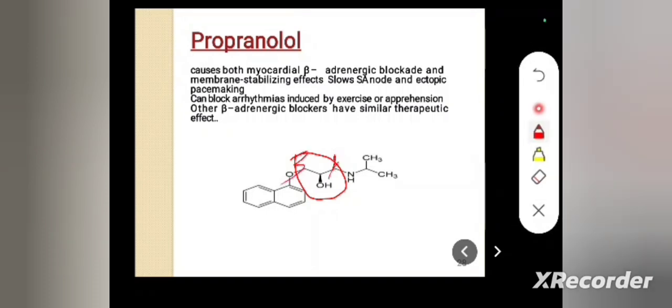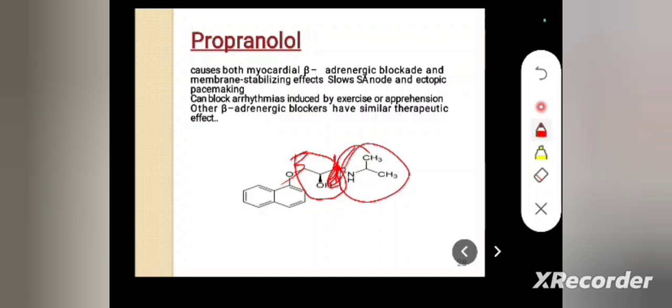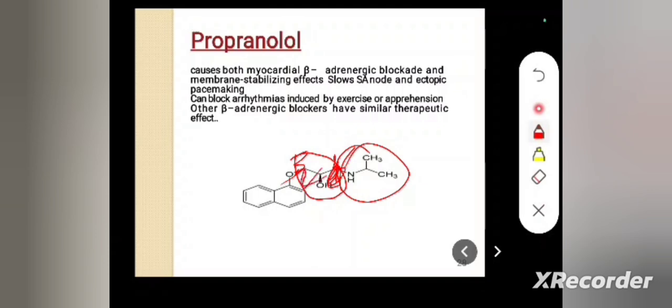So on that first carbon, here is the substitution of isopropylamine, and on that third carbon there is the naphthyloxy substitution. So naphthalen-1-yl oxy substitution. So this is the chemistry of propranolol. You can simply write the chemical IUPAC name of propranolol as we discussed in the antiarrhythmic agents, and it can block the beta receptors and shows antihypertensive as well as antiarrhythmic property.